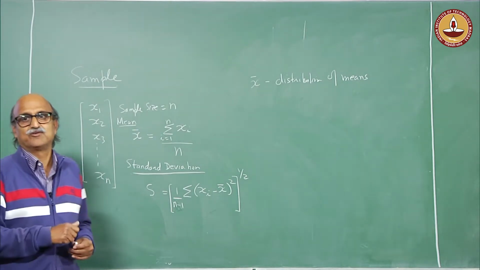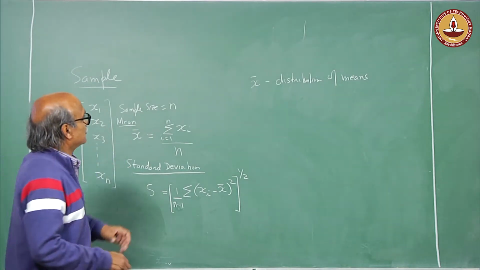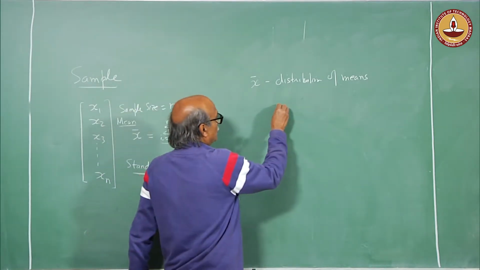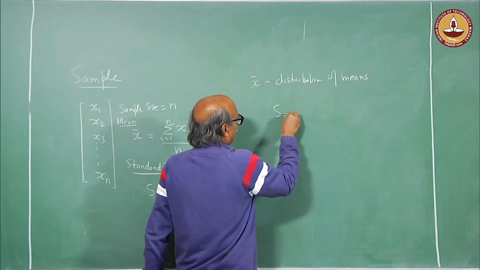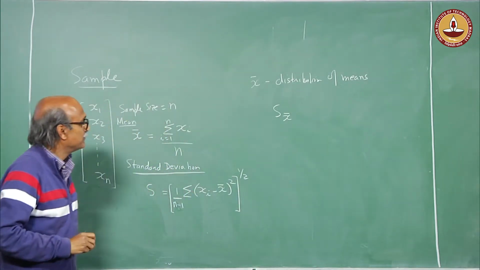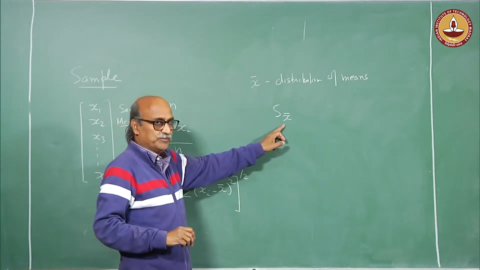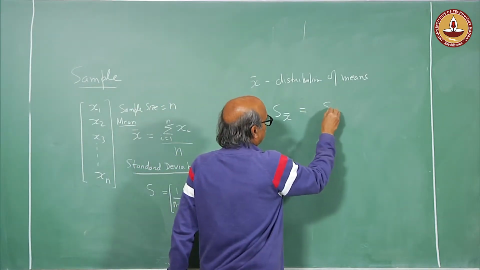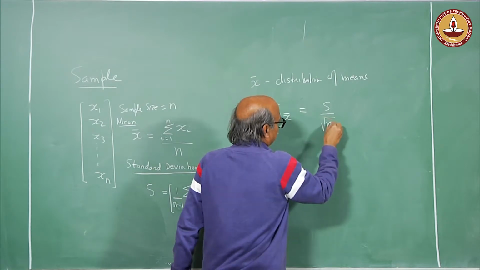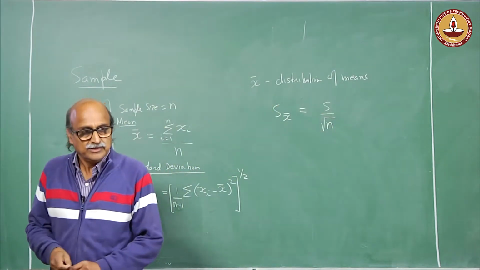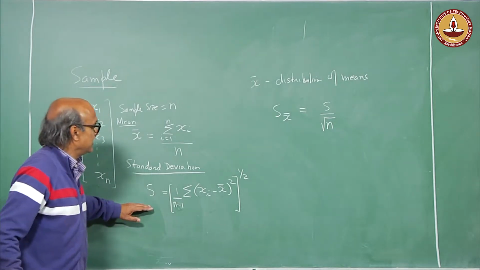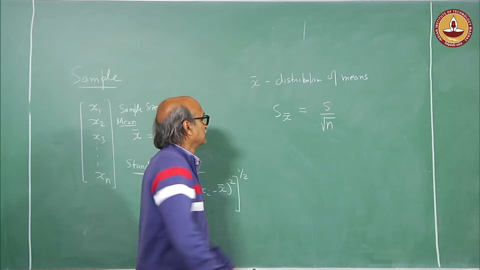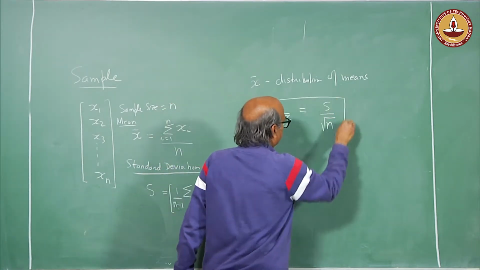The standard deviation of the distribution of means would be different, and this can be shown to be, again, this is beyond the scope of this course. The standard deviation of the means can be shown to be the standard deviation obtained here divided by the square root of the sample size. Okay, this is a very key relationship that one gets.